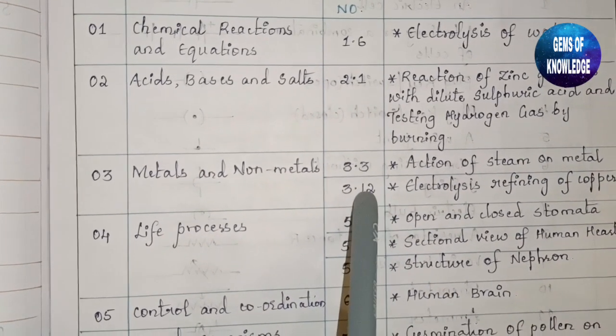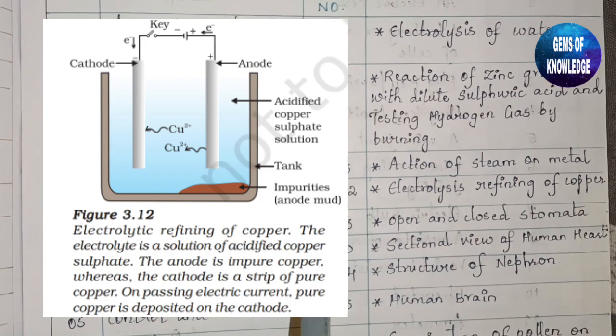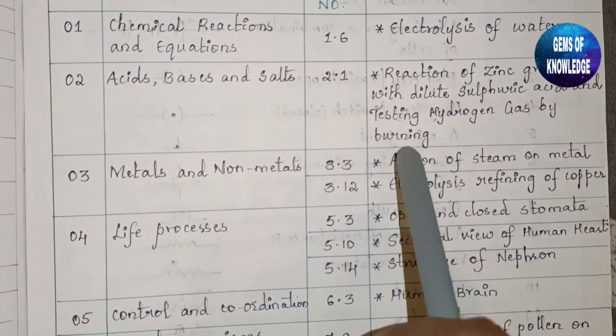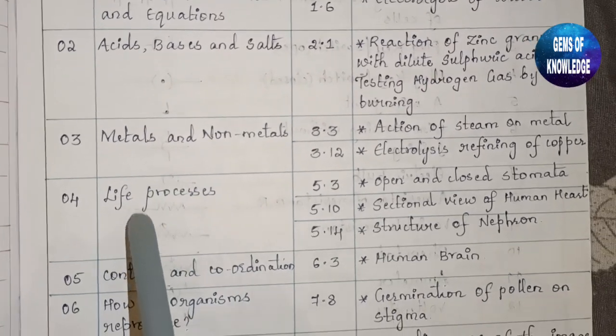Next is electrolysis refining of copper, that is figure 3.12. There are two diagrams based on this chapter.